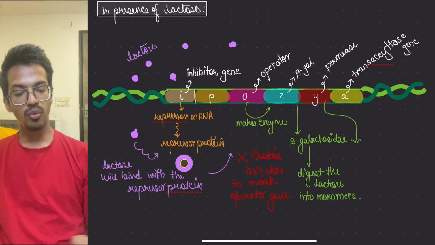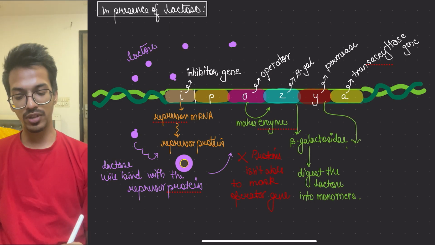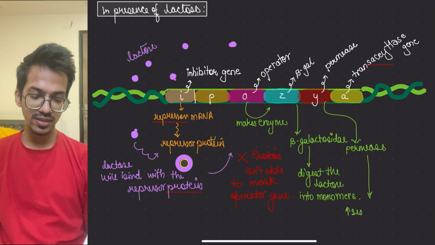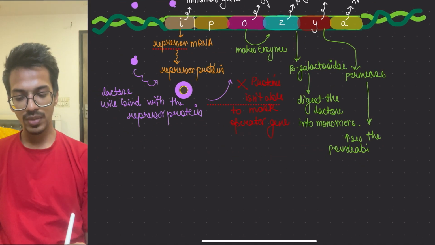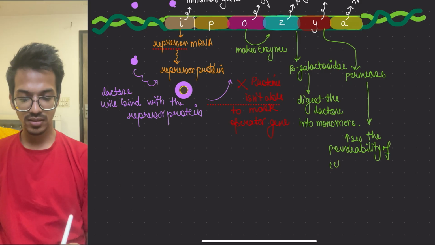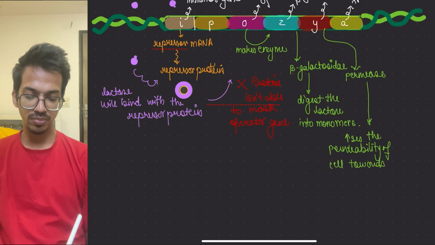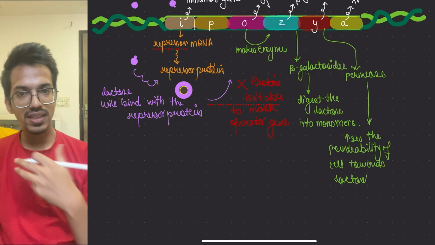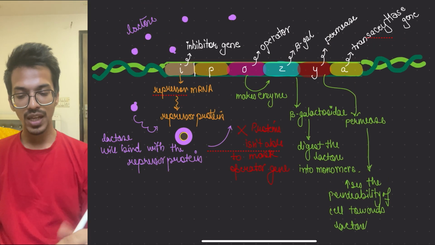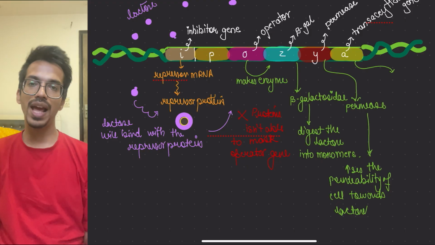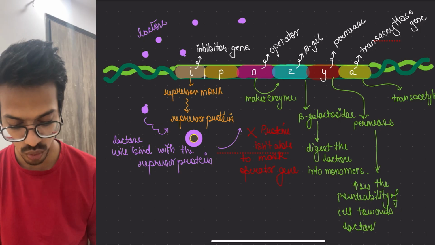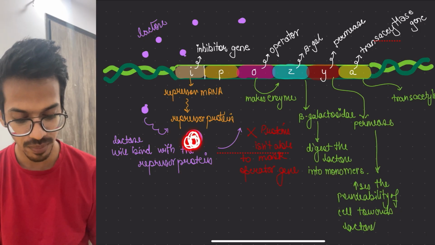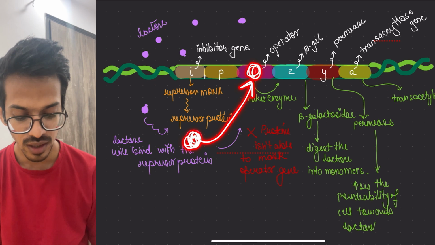This Y will release permease enzyme. This will do what? It increases the permeability of the cell towards lactose. Means more lactose will be coming inside the cell from the outside medium where it is present, and this transacetylase will help in the transfer process. So what will happen? The lactose will go and attach to this. It will stop this repressor protein from going here. So this will start its work.